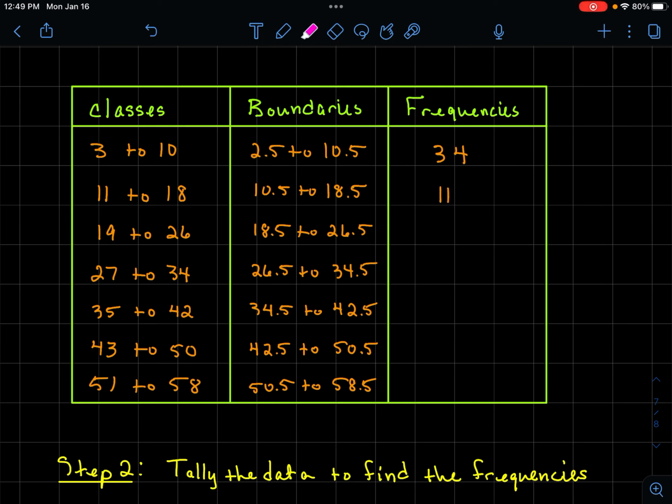And then we have 11 that fit between 11 and 18 Electoral College votes. We have 2 that have Electoral College votes between 19 and 26, 2 that are between 27 and 34, 1 between 35 and 42, none with 43 to 50, and then finally there is 1 with Electoral College votes between 51 and 58. So there's how to construct a group frequency distribution.